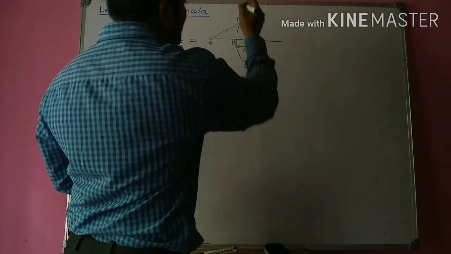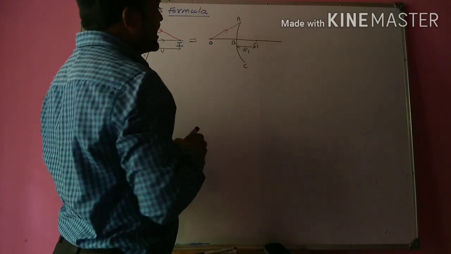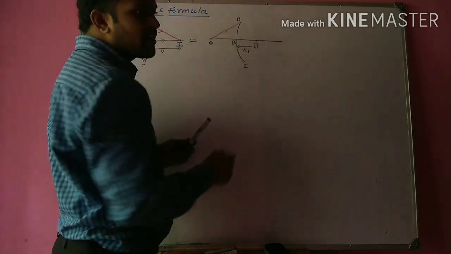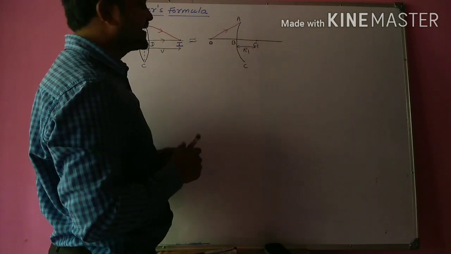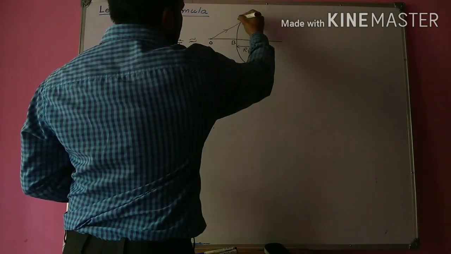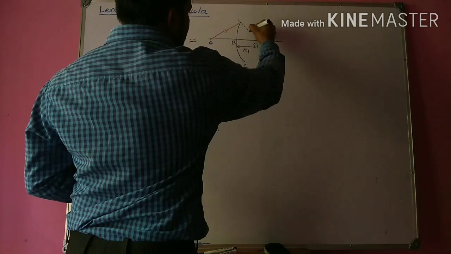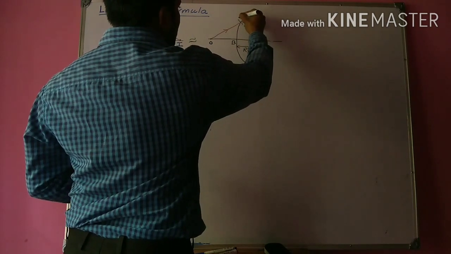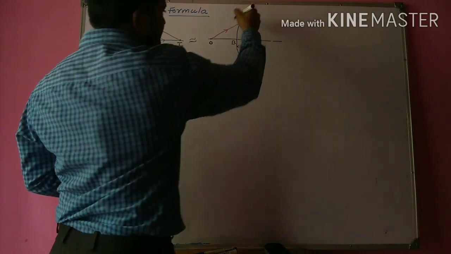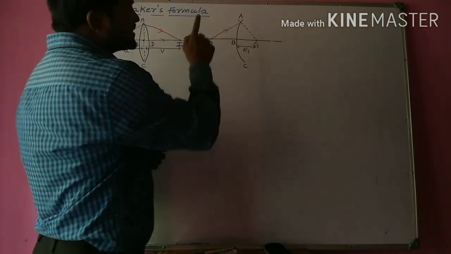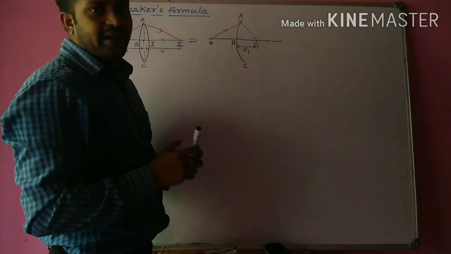If you want to draw the normal, you have to join the point and the center of curvature. That gives the normal to the spherical surface at any point. So if you join the point and the center of curvature C1, that is the normal. Now we already know that the angle between the incident ray and the normal is called the angle of incidence.